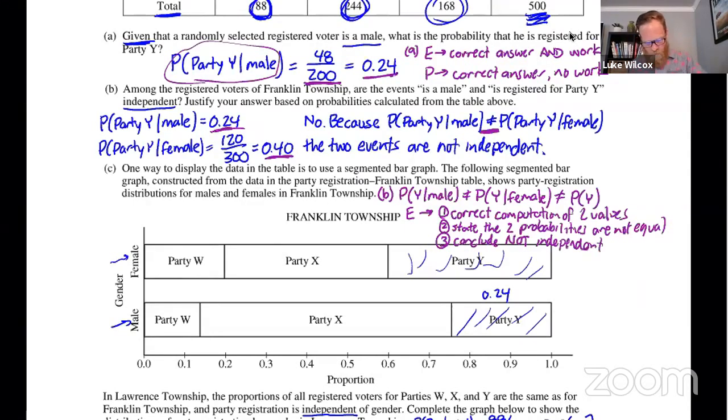And we did that sort of a couple different ways. We said no first, but then we made it very clear that those 2 events are not independent. So you have to have all 3 of those components in order to get an essentially correct. For a partially correct here, you got to have 2 of the 3 components. Anything less than 2 components, and you're going to be stuck with an I for incorrect.